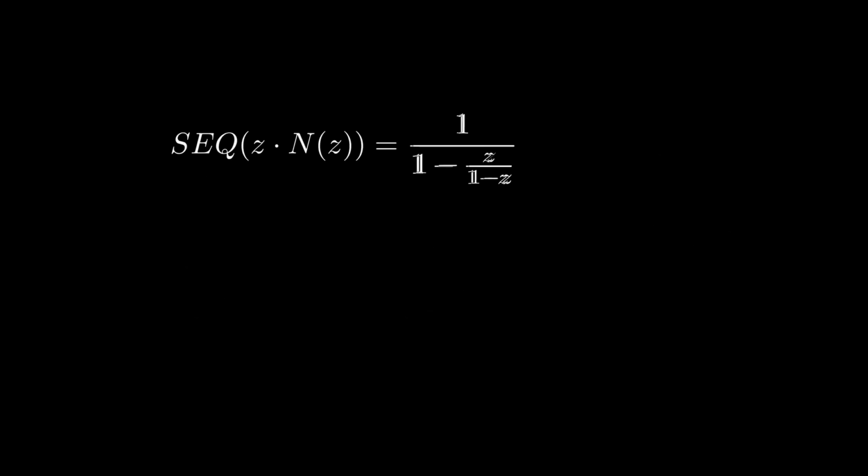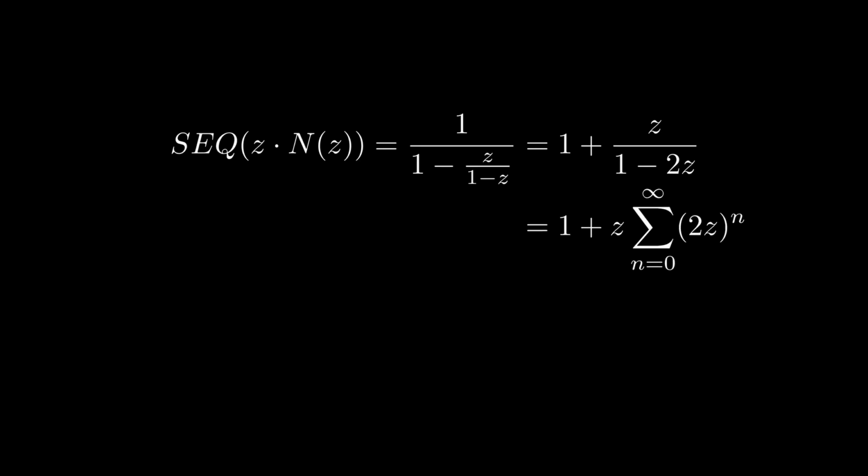After some algebra, we see this is (1 minus z) over (1 minus 2z), which is 1 minus z times the geometric series with ratio 2z. Then for n greater than or equal to 1, there are 2 to the n minus 1 ordered lists of integers that add up to n.